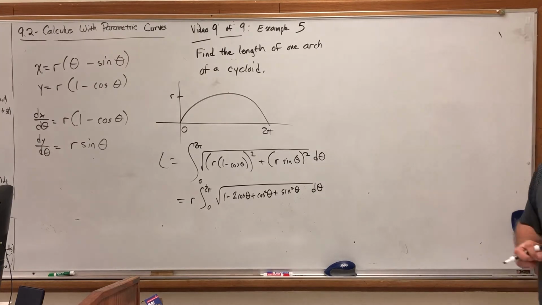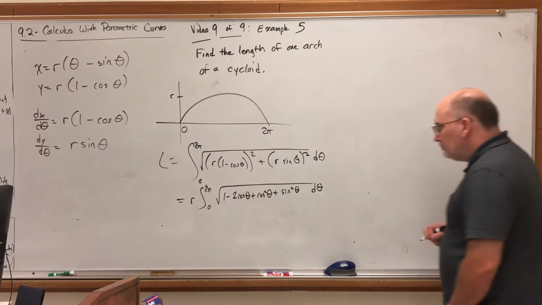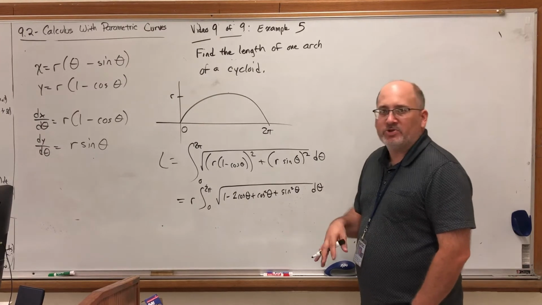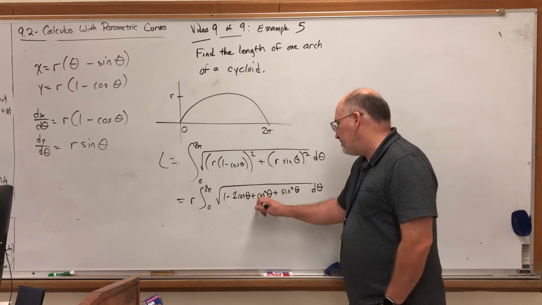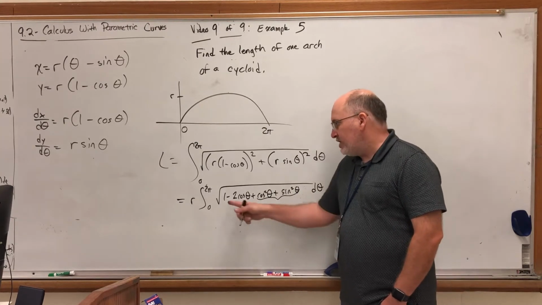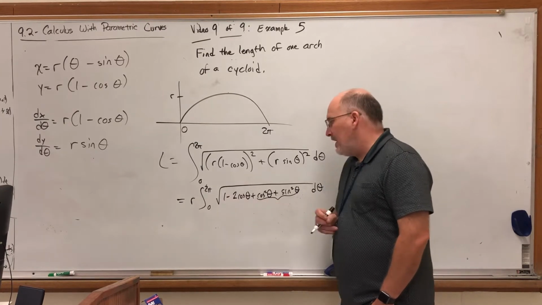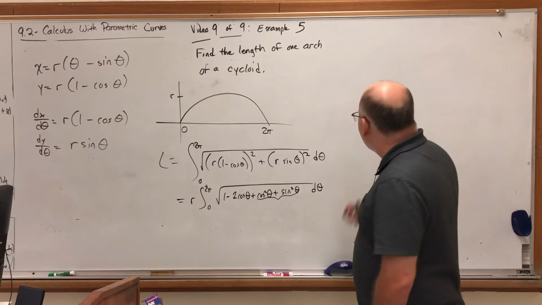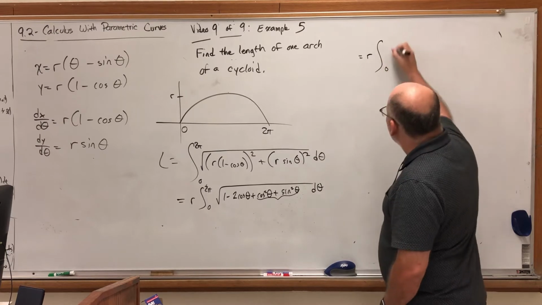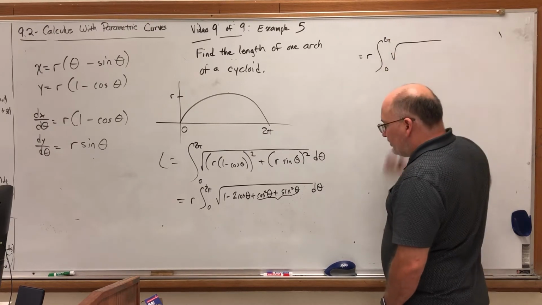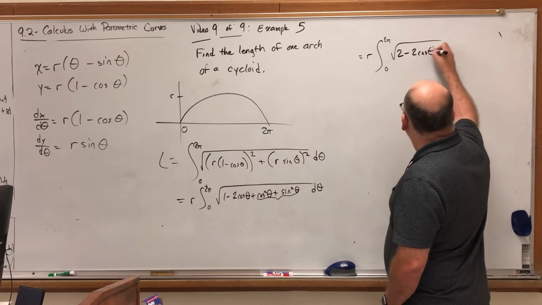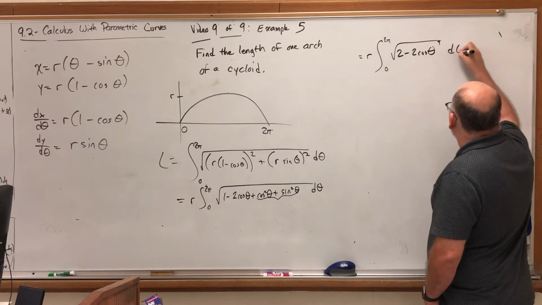I see something we can take advantage of. Anytime you see one squared trig function, cosine squared or sine squared, you should hope the other one appears. Cosine squared plus sine squared is 1. And there's another one over here. They're both positive, I can combine them, and I can get a 2. So we have the r times the integral from 0 to 2 pi of the square root of 2 minus 2 cosine theta, d theta.